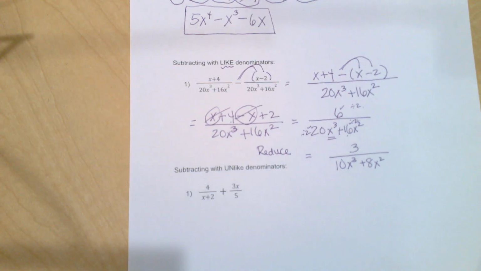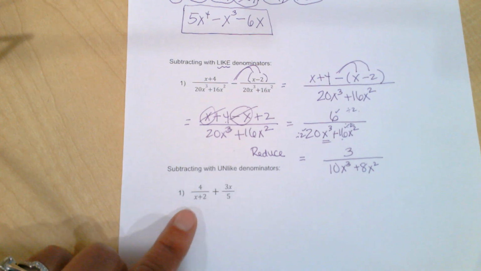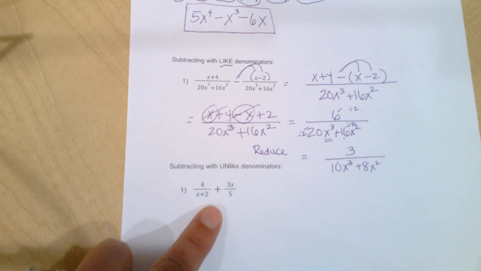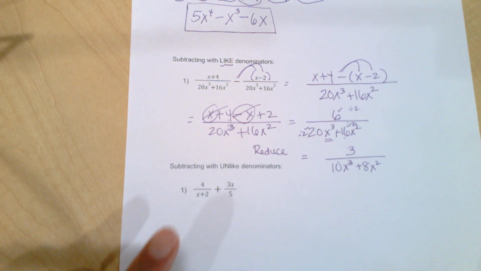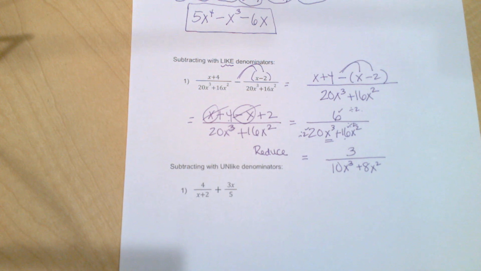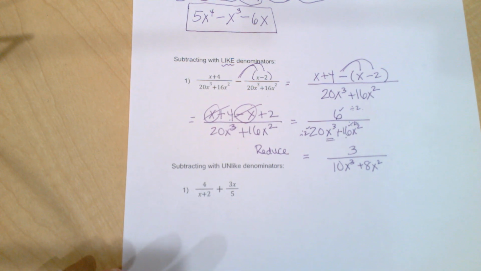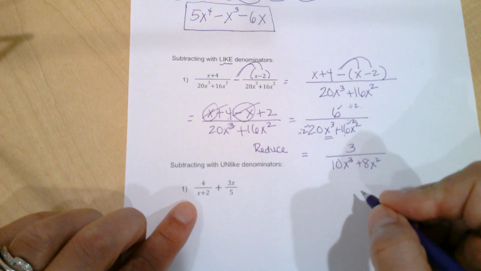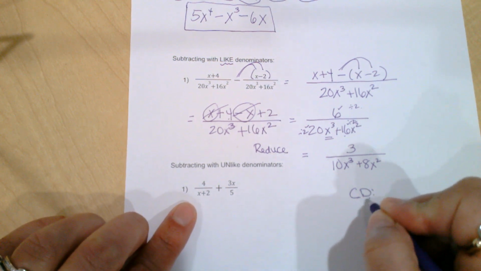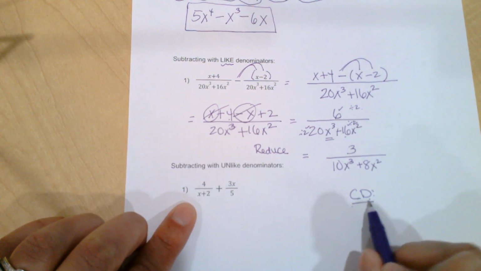Okay, let's go to subtracting with unlike denominators. We have 4 divided by x plus 2 plus 3x divided by 5. There are so many different ways of doing this. I'm going to show you the way that I think is the easiest. If you do have another way, that's absolutely fine. Just come up and show me so that we can work through it and make sure that it's mathematically sound. So for this one, with unlike denominators, what I do to find a common denominator, and I'm just going to write CD, common denominator.